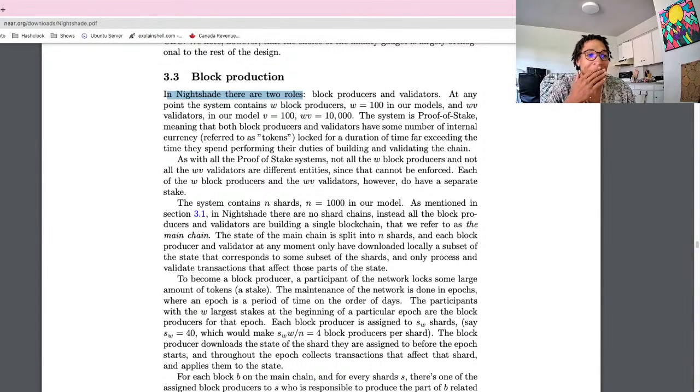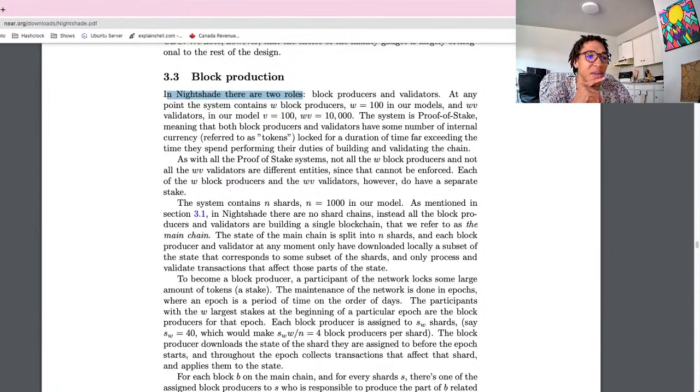Okay, block production. In Nightshade, there are two roles, block producers and validators. Pretty normal. At any point, the system contains W block producers. So W equals 100 in our models, and WV validators, in our model V equals 100. So therefore WV equals 100,000. So I guess that if you're a validator, you get to be a block producer like 1 in 100 times or something. I don't know.